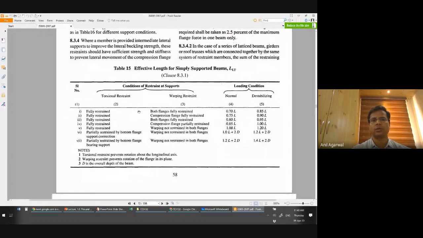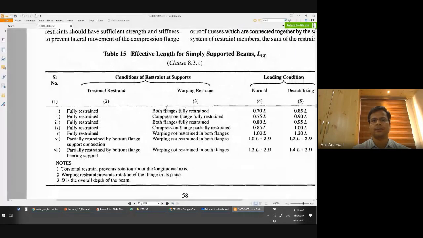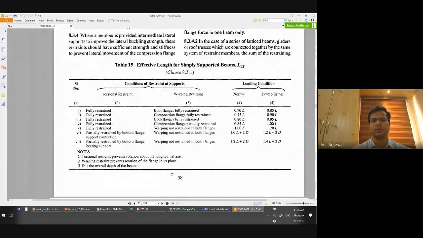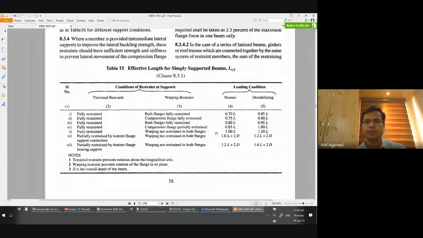So you have to go to table number 15 in IS 800. This is how table number 15 looks like, page number 58. Okay, so it gives you two different categories of restraints. One is torsional restraint, the other one is warping restraint. How about the lateral restraint? That is a given, right? If you don't have lateral restraint, that does not even count, right? So then that point of restraint does not even exist, no matter what else you do. So at least lateral restraint is available.